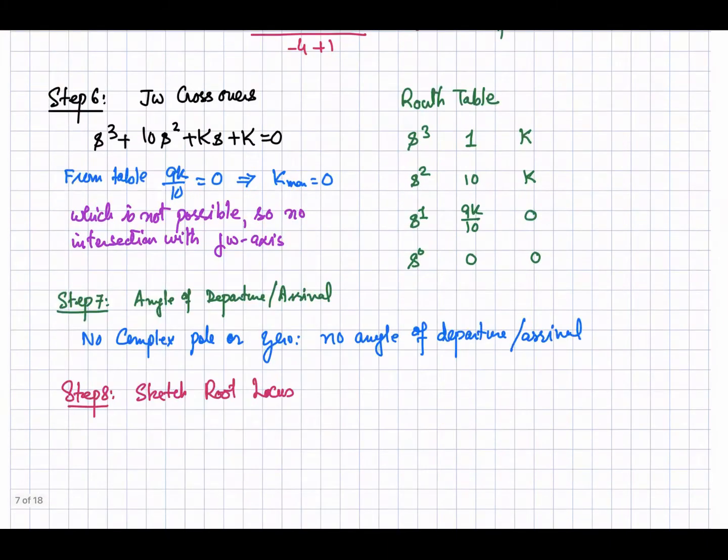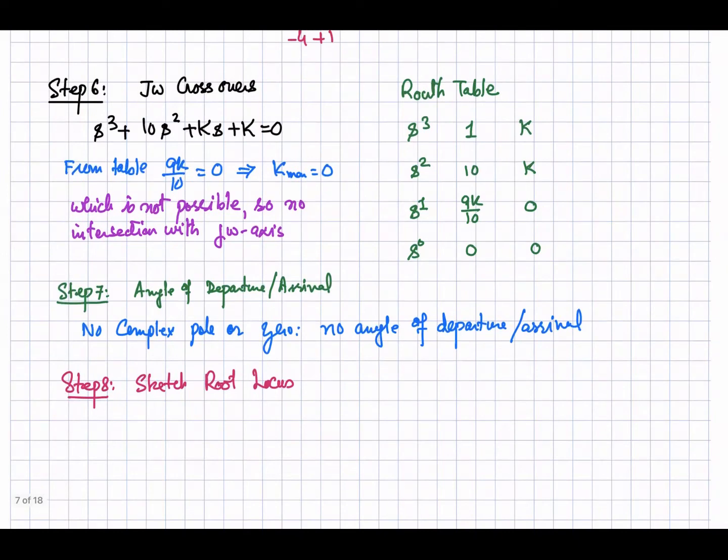Next we look at the j omega crossover. For j omega crossovers we will have to write down the characteristic equation and set up the Routh table. So here it is 1 and k in the first row, and then 10 and k in the second row, and developing the Routh table we will get this expression. When this is multiplied with this, it should be k over here, it should not be 0, so this is k.